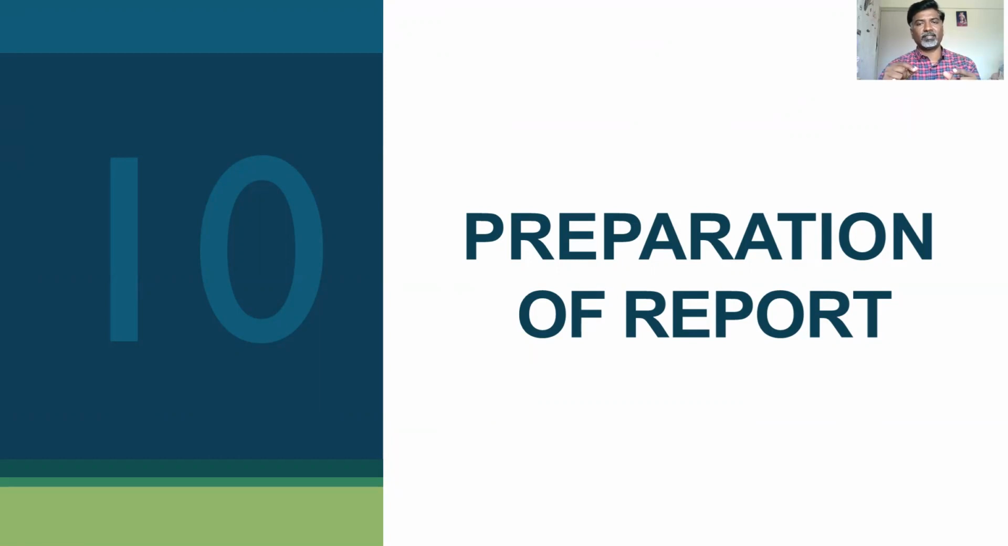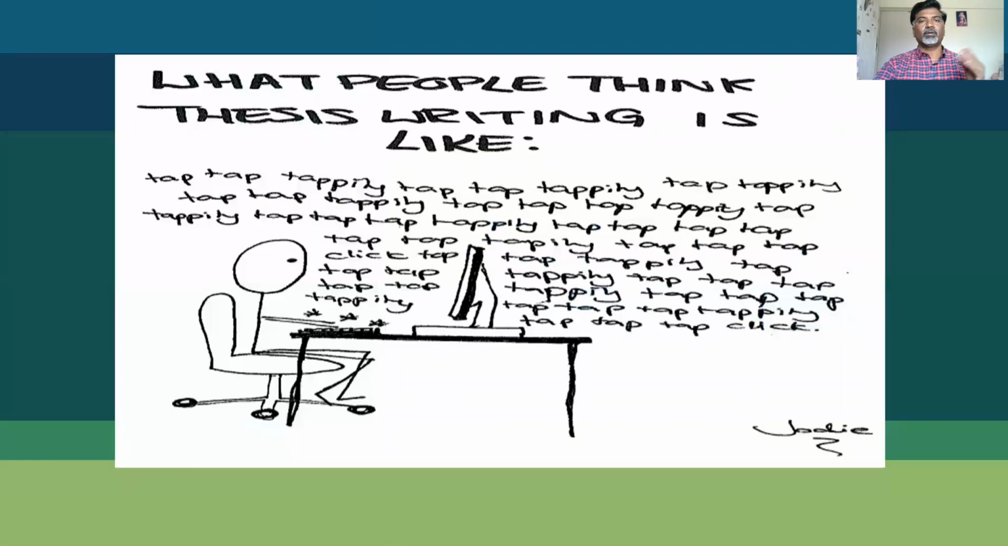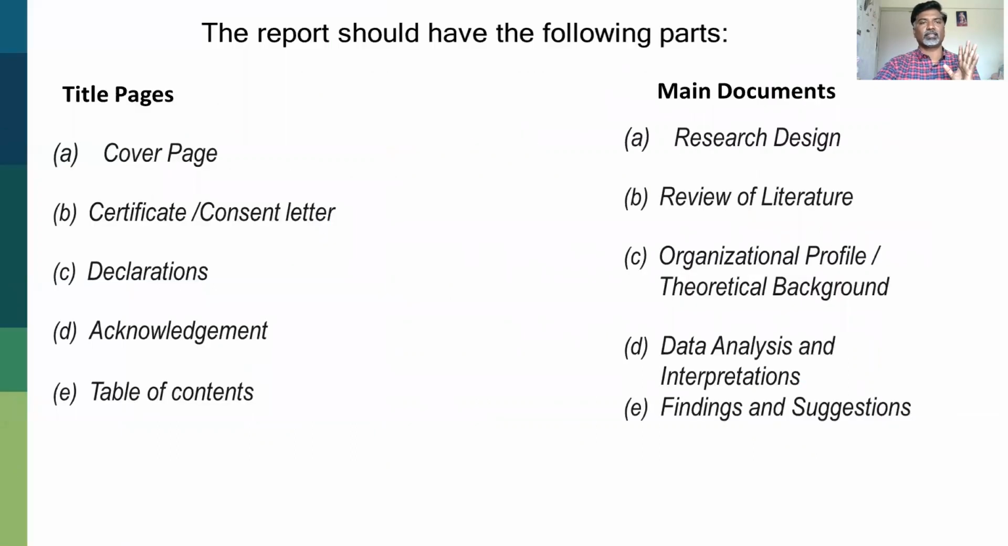That report is called a thesis if the research work is for a master's degree. And if it is PhD work, then it is called a dissertation. So what should be the content? What should be the sequence of your report? In what sequence do you have to list the content of the report? Those things we are going to see in this section.